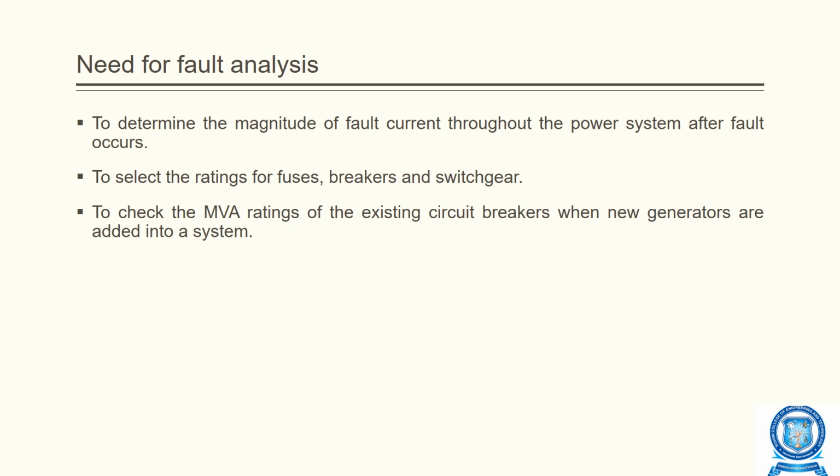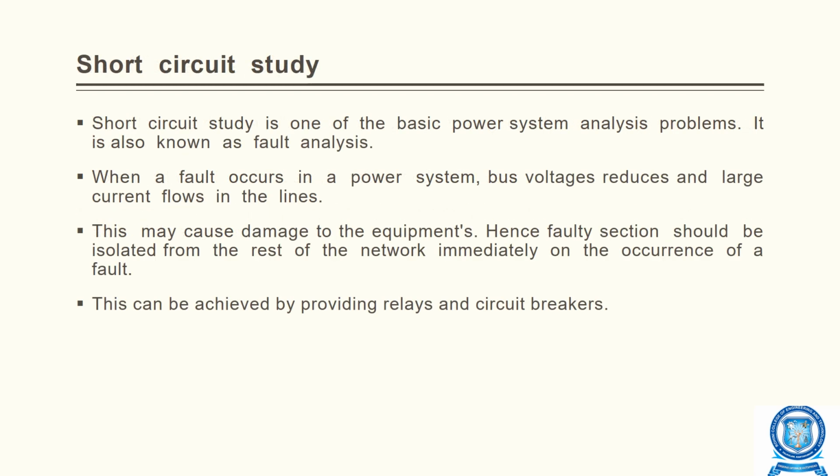So the fault analysis is mainly done to determine the magnitude of fault current throughout the power system after fault occurrence. It is used to select the rating of fuses, circuit breakers, and switchgears, and to check the MVA rating of existing circuit breakers when a new generator is added into the system. So the fault analysis is an important study in power system to determine bus voltages and current flowing in the lines during various types of fault.